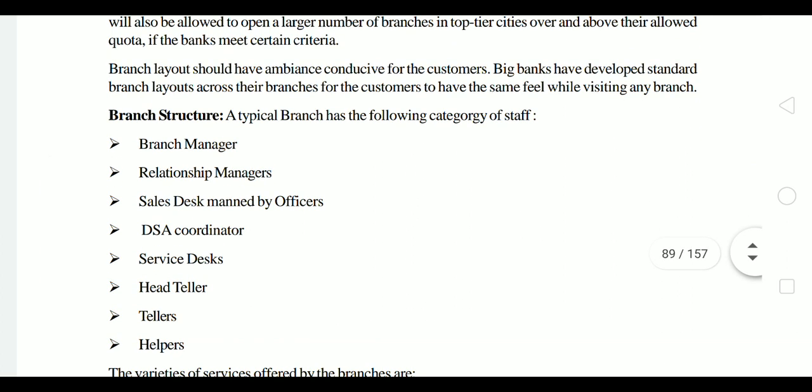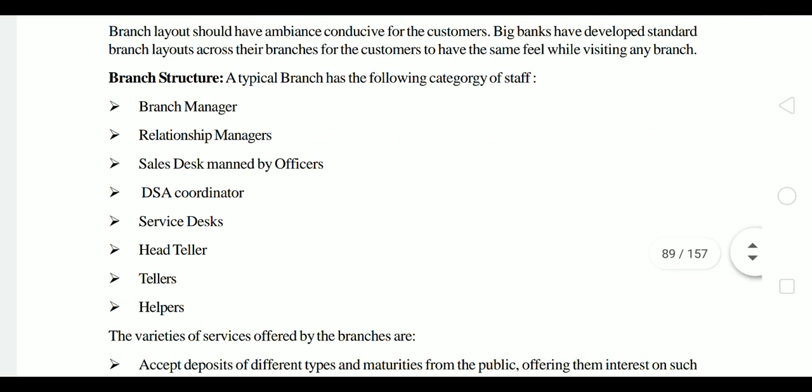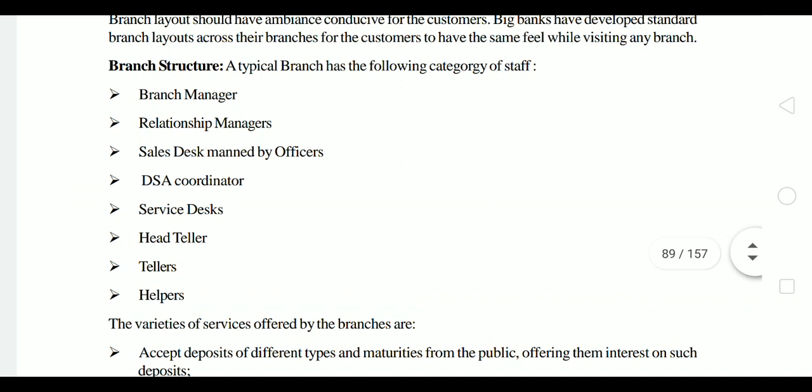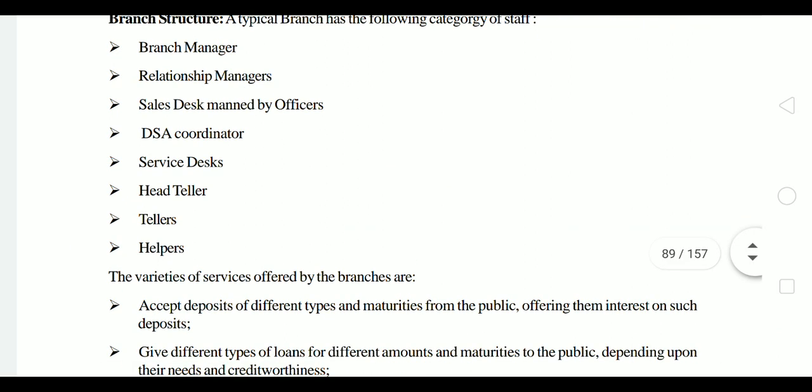Now coming to the branch structure. When we talk about a branch, first of all, the staff of a branch: at the top, we have the branch manager. The branch manager is who? He is responsible for the working of the branch. Second, we have the relationship managers. Then we have the sales desk maintained by officers. Then we have the DSA coordinator. Now the full form of DSA is direct selling agents.